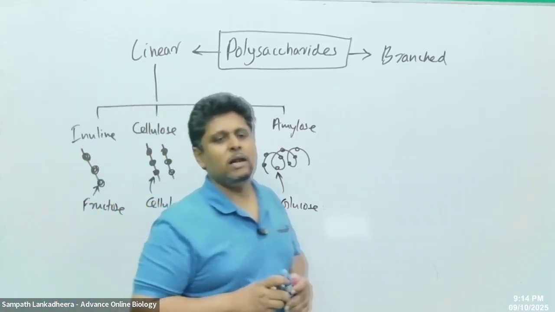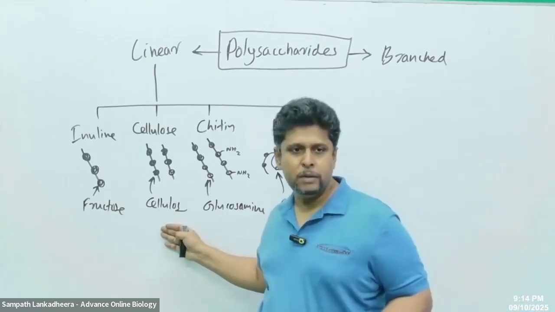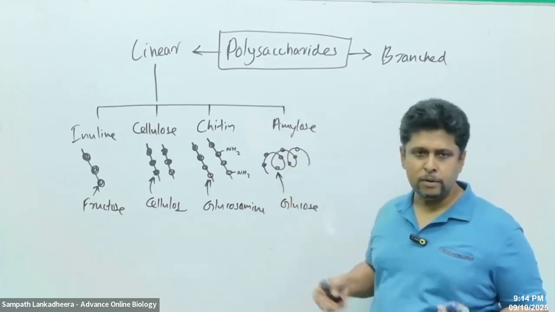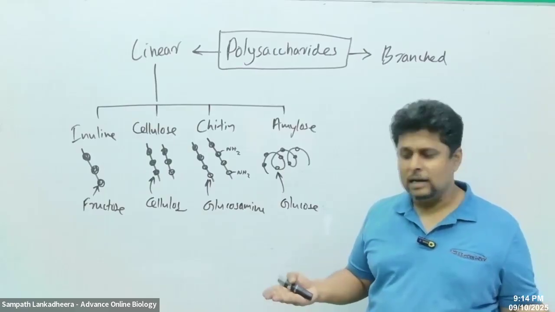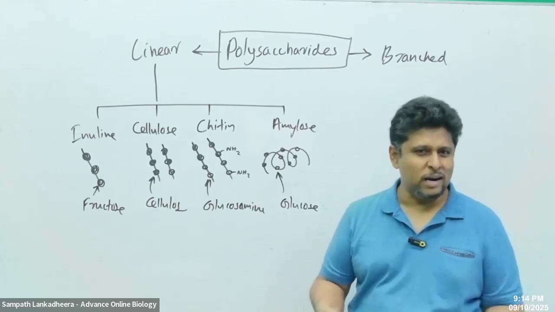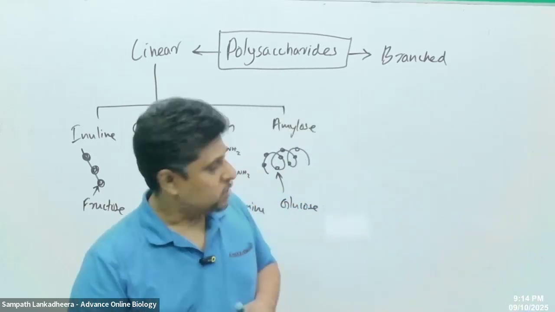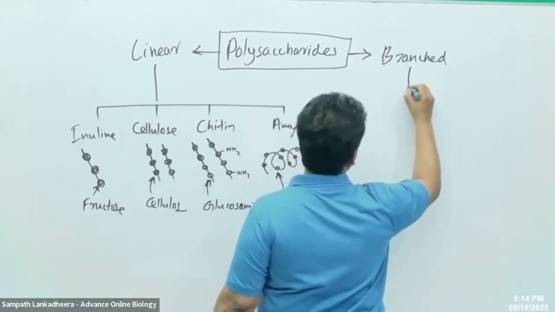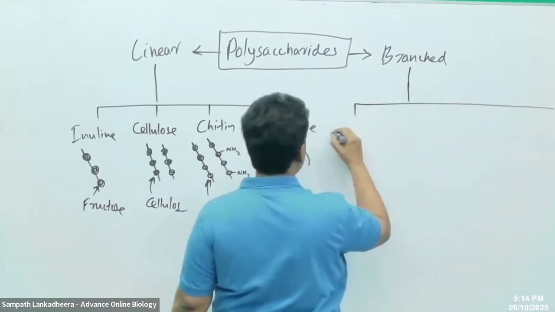So there is something called alpha glucose and beta glucose. Cellulose is made up of beta glucose and this one is made up of alpha glucose. You don't have to know that, it's out of syllabus now. You can learn it later. You have to learn slowly. You can't learn everything at once. So learn them slowly. Branch types we can classify.